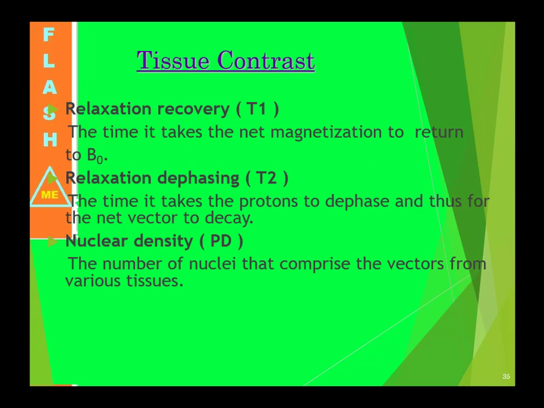Tissue contrast. Relaxation recovery, T1: the time it takes the net magnetization to return to B0. Relaxation dephasing, T2: the time it takes the protons to dephase and thus for the net vector to decay. Nuclear density, PD: the number of nuclei that comprise the vectors from various tissues.